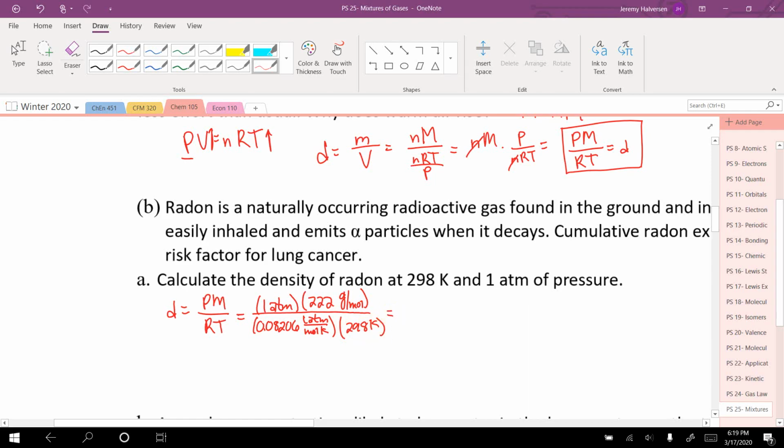Do the math. And awesome, when I do that, I get a density of 9.08. What are my units here? All right, atmospheres cancel, Kelvin cancels, moles cancel. I'm left with grams per liter. Is that a density? Yep, mass over volume, right? Grams per liter. That's my density.